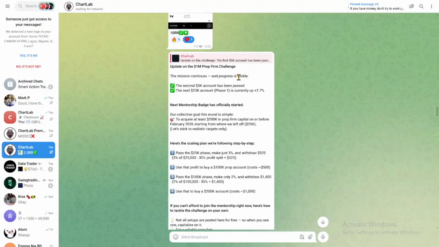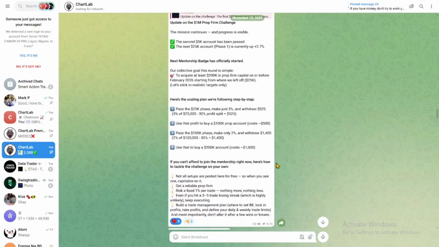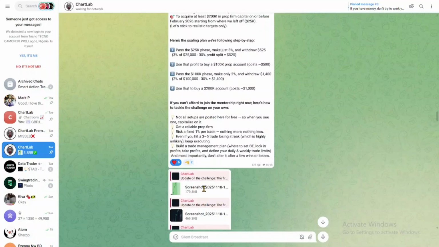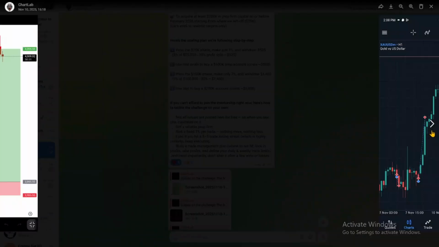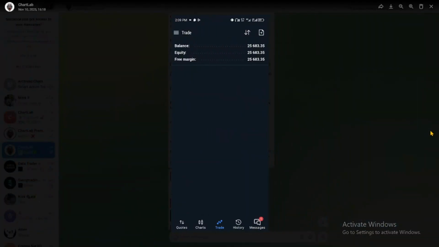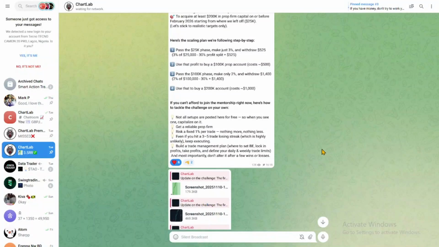So some people weren't following along, so I had to buy the next one, so everybody can flow along. So we passed the second one, and then we used the withdrawals to buy the next 25k. And this was an update when it was 2%, 7% up, and these are all proof, right? These are all proof of the 25k account, right? And we later passed it.